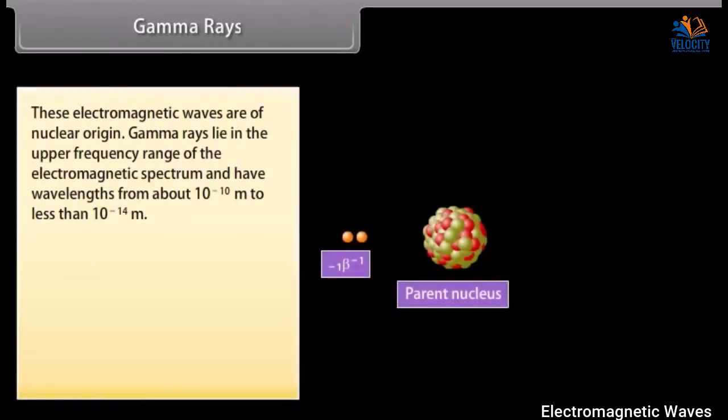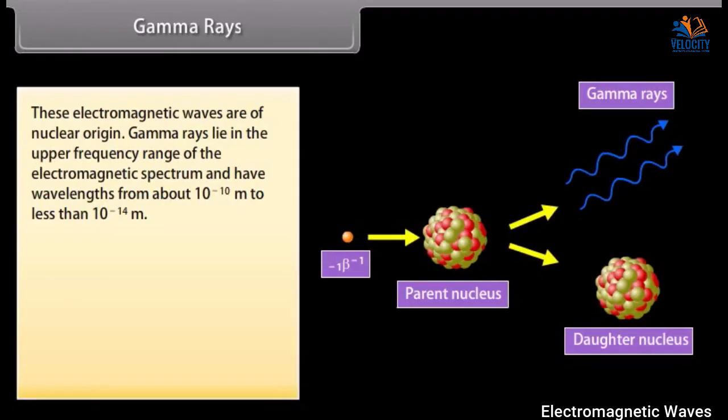These electromagnetic waves are of nuclear origin. Gamma rays lie in the upper frequency range of the electromagnetic spectrum and have wavelengths from about 10^-10 meter to less than 10^-14 meter.